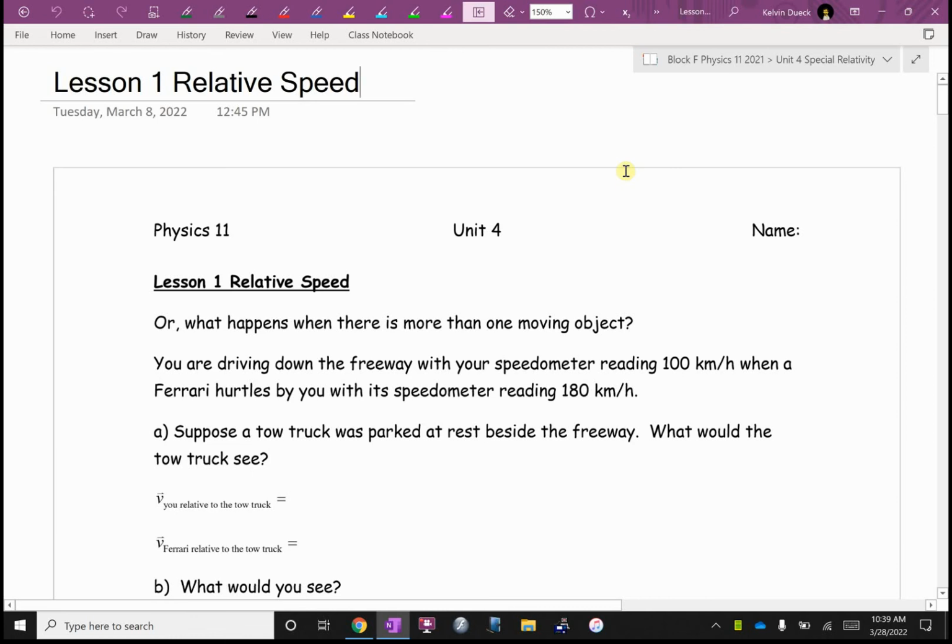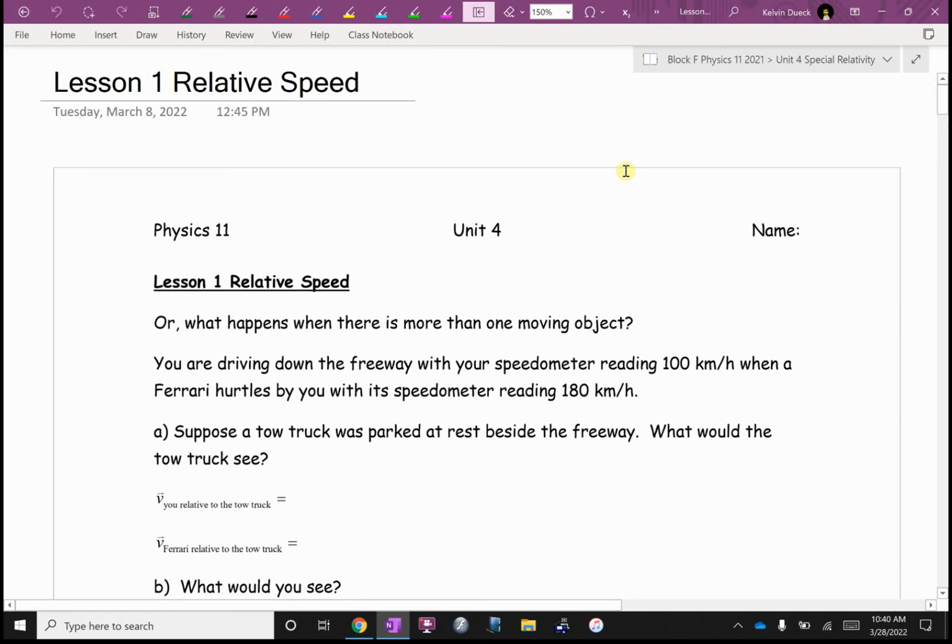In this unit, what we're going to be asking ourselves is this: what if there are two objects moving at different speeds? And by the end of the year, when you've learned a lot of physics, that will be your trigger to know that we are in the relativity, relative motion unit. There's going to be two objects moving at different speeds. Then you'll know, oh, this topic.